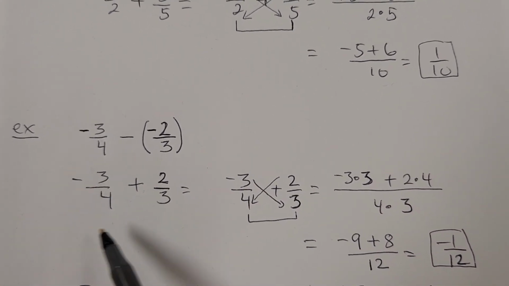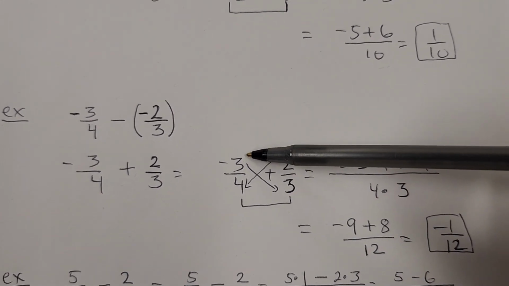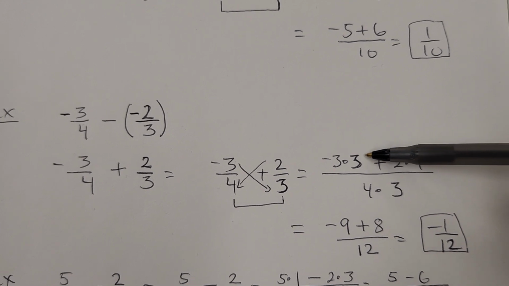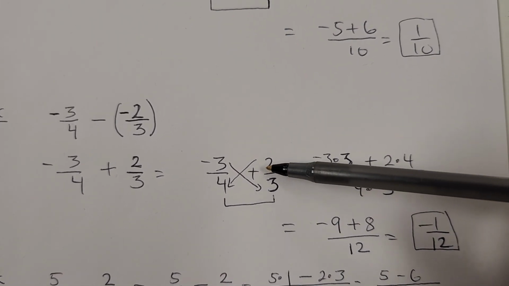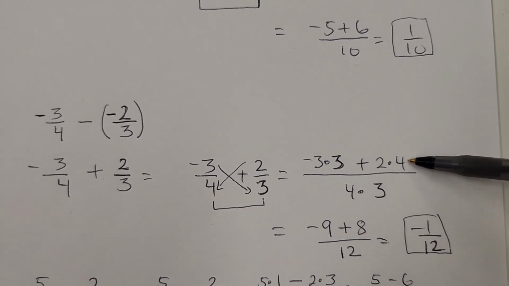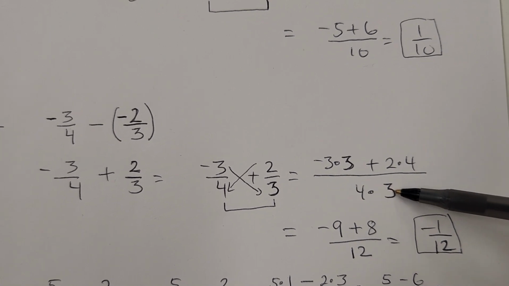Okay, so I'm copying this over here. So here we go. Negative 3 times 3, which is here. Don't forget the plus. So here's my plus. 2 times 4 is here. Don't forget the bottom. 4 times 3, which is here.